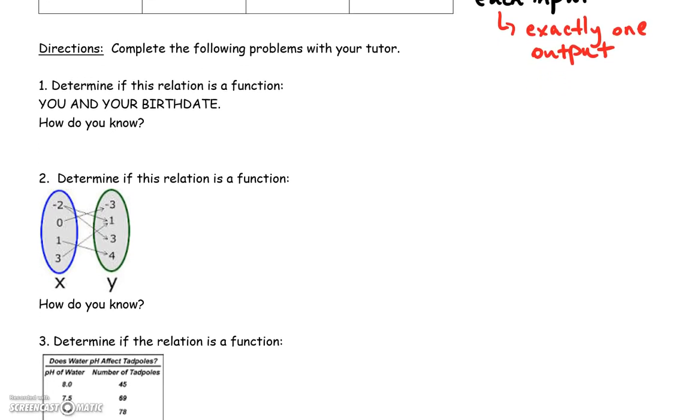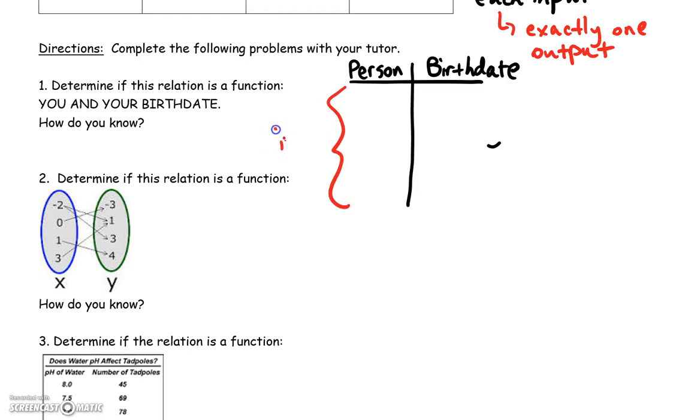Example number 1, determine if this relation is a function. You and your birthday, how do you know? So we said that any input must yield exactly one output. So the question we're really asking is, if you list a person and you list their birth date, will each of the inputs here map to exactly one output?